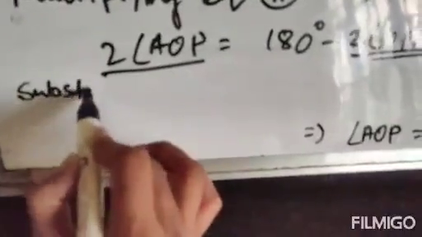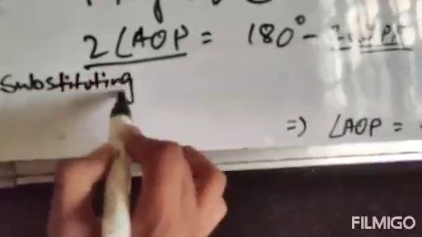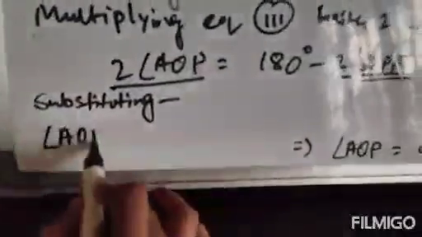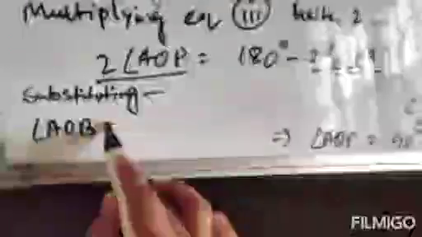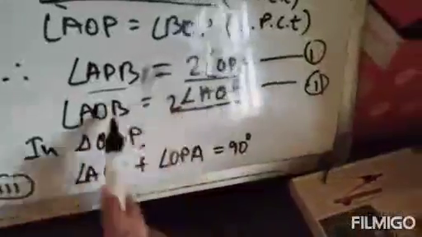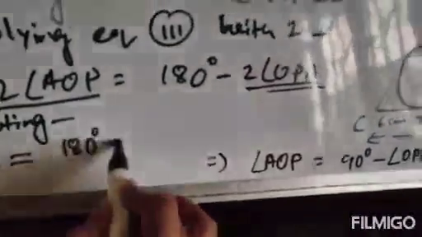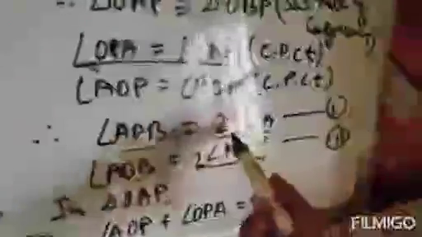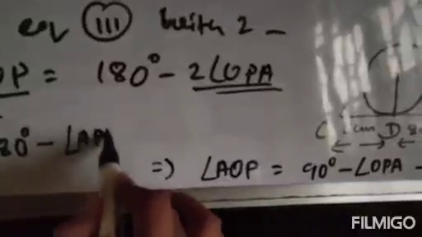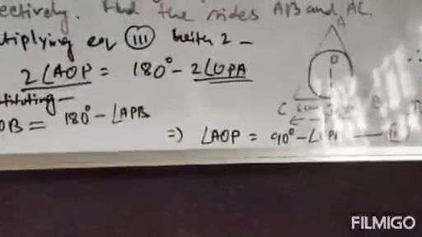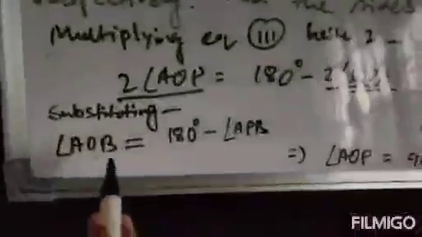So substituting the value, this will be angle AOB, in place of 2 of angle AOP we can write angle AOB, because 2 of angle AOP is given as angle AOB. Then 180 degrees minus 2 of angle OPA. Now 2 of angle OPA means angle APB, so we can write here angle APB. Now see, here is AOB, here is APB.